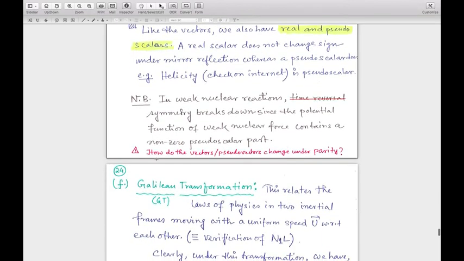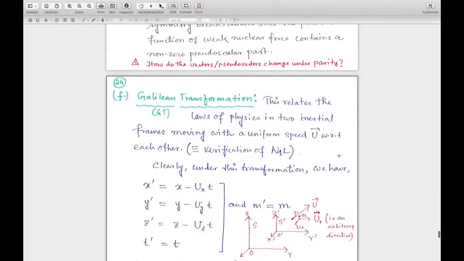My question to you is, how do vectors or pseudo vectors change under parity? Parity is the general transformation I told you to study, where in the usual sense we say that any one of the three components changes its sign, but in quantum mechanics or theoretical physics, parity simply says that it is the reflection about one single point. That means all three components will change their sign. So just think about it.